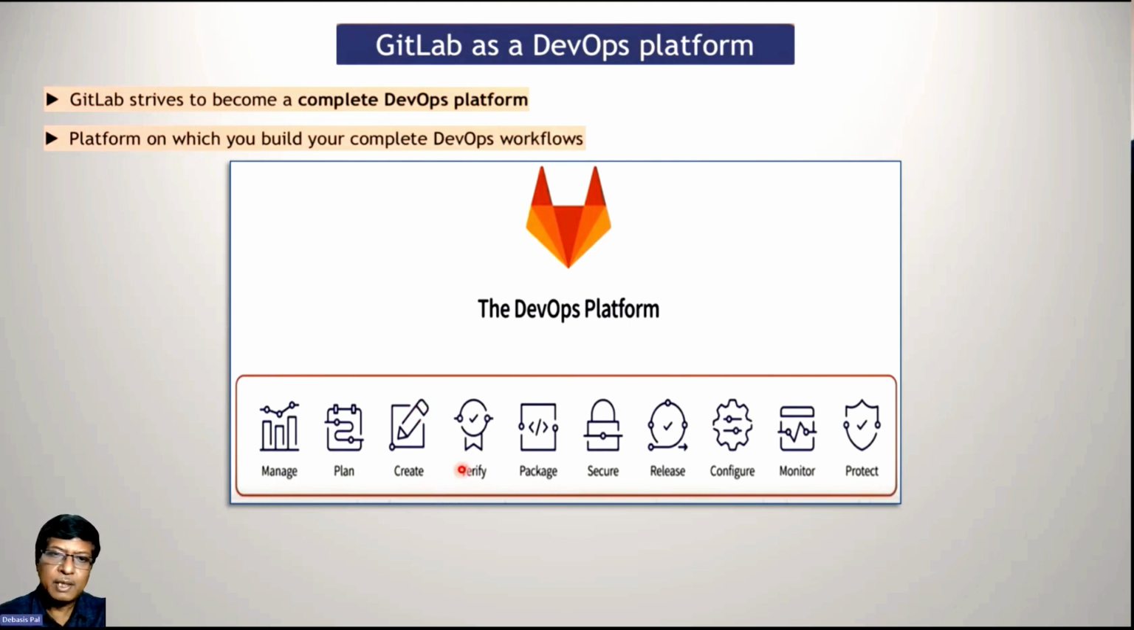Then after you have coded your pipeline, you have sequenced up the jobs that will be executed one after the other: the Terraform job, Ansible job, AWS CLI jobs, shell jobs. You need to verify your code, isn't it? How do you verify? You also use GitLab. And now everything has been done. Approval has been given.